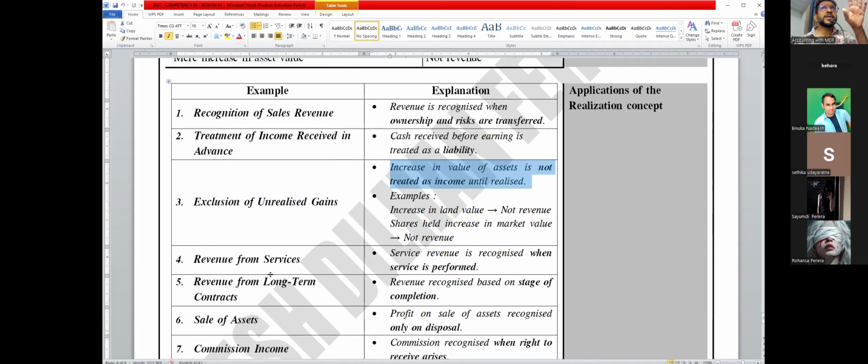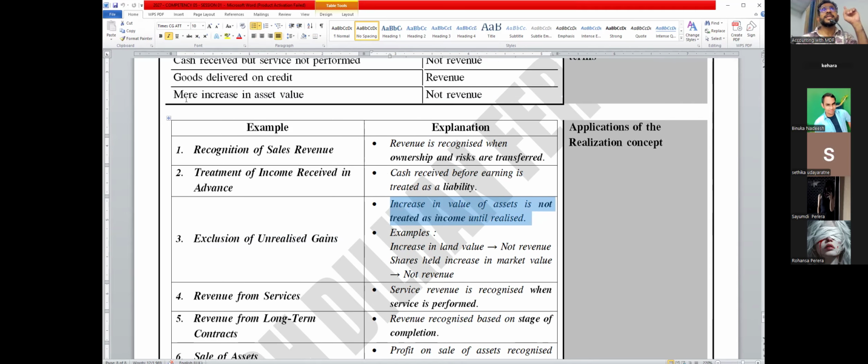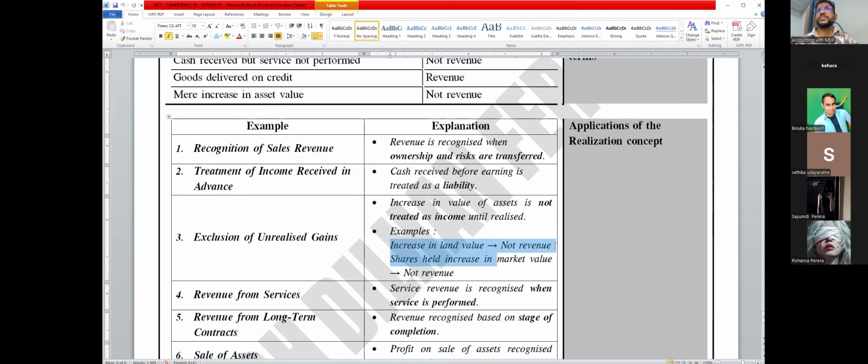How do you define income? Increase in assets resulting in the increase in equity, other than those contributions from the equity participants. So a mere increase in assets value is never recognized as income. You have to check whether it is increasing the equity and whether it is not a contribution made by the equity participants. Understood? Increase in the land value, not revenue, right? Shares held, increase in the market value, it is also not revenue.